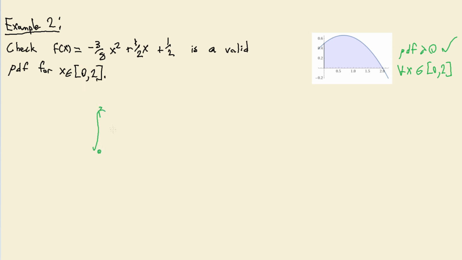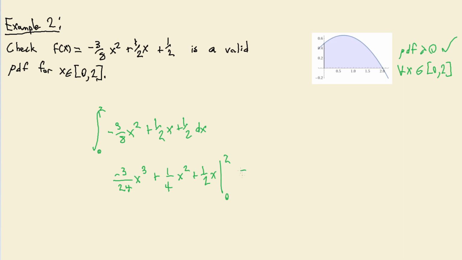Go from 0 to 2 of negative 3/8 x squared plus 1/2 x plus 1/2 with respect to x. Now, once again, you're generally allowed to use a calculator in these statistics classes. So if you prefer to just plug this into your calculator, you can. But this is a simple polynomial, so let's just do it. We get negative 3 over 24 x cubed plus 1/4 x squared plus 1/2 x evaluated from 0 to 2.